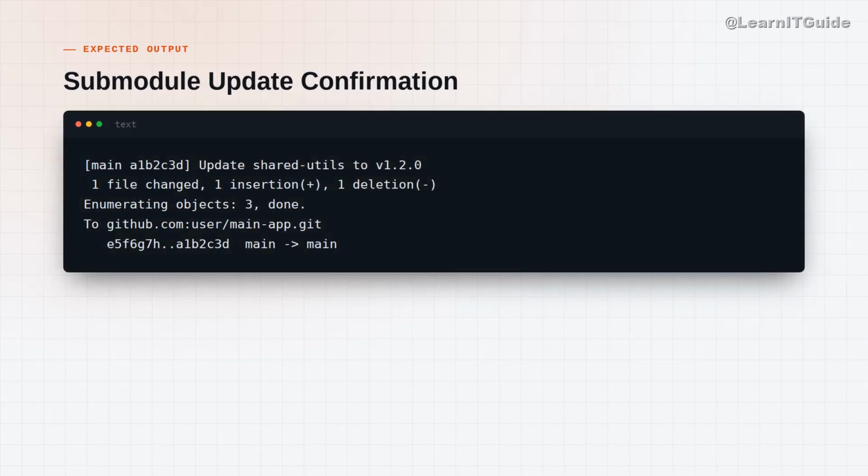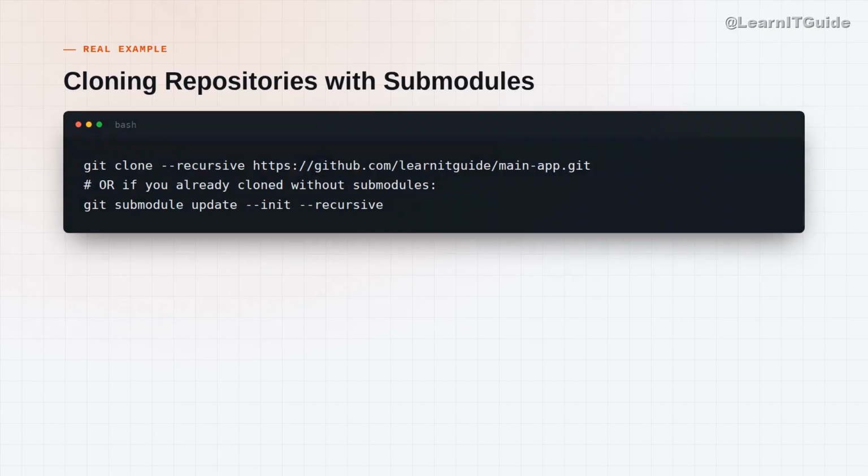The output shows the main repository recording the new commit hash for the submodule directory. This ensures that everyone else on your team, when they pull this commit, will automatically be pointed to v1.2.2 of the shared library. This level of precision is exactly why senior engineers prefer submodules for critical dependencies. In a production environment, like when you are setting up a build server or a new developer machine, you don't want to forget the submodules.